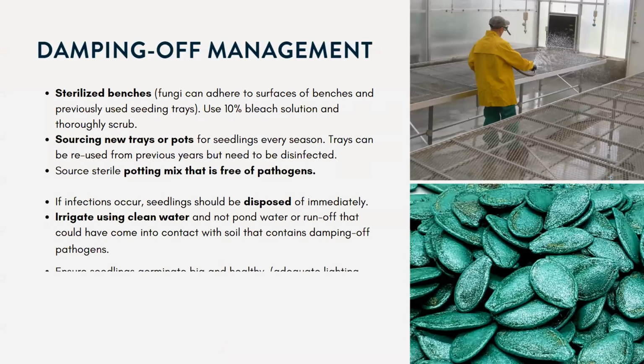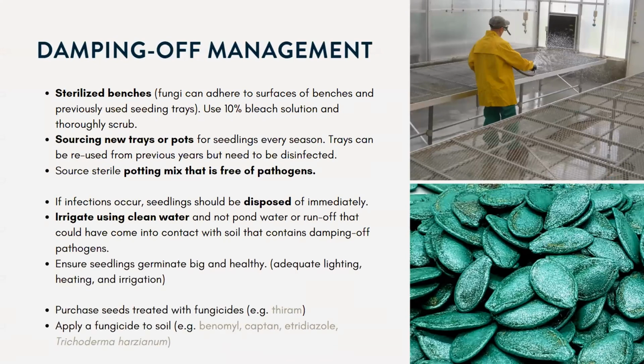The best way we can manage and prevent damping off is have a clean, sterile space you're growing in, whether this is in a greenhouse or you're even indoors. Always source new trays or pots, and if you are using old ones, make sure you disinfect them thoroughly. Source quality potting mix that's free of pathogens. And if infection occurs, the seedling should be disposed of immediately. And then, of course, use quality, clean water.